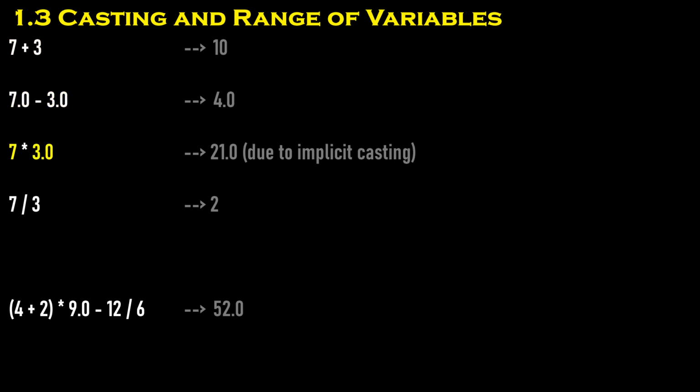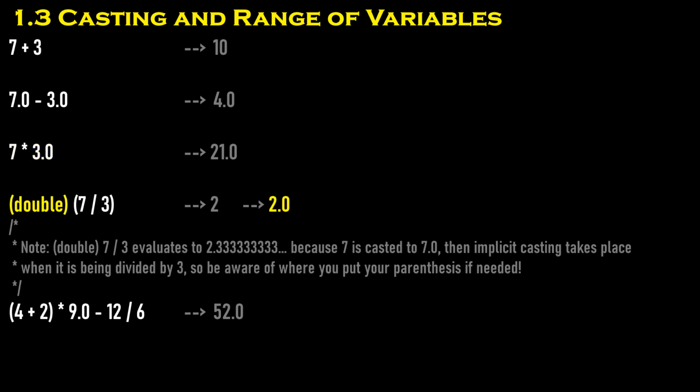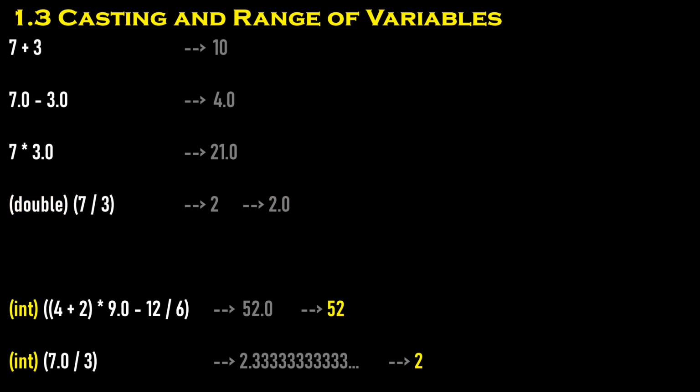If the expression uses a combination of an int and a double, implicit casting takes place where the result will be a value of type double. Explicit casting can be used to convert an int to a double, which simply tacks on a 0.0 at the end, or a double to an int, which gets rid of the decimal point and all digits to the right of it.